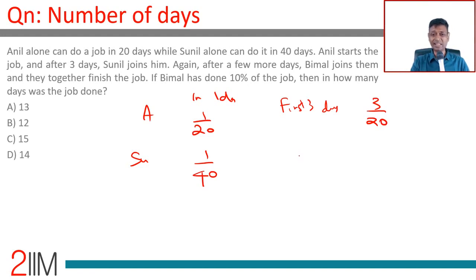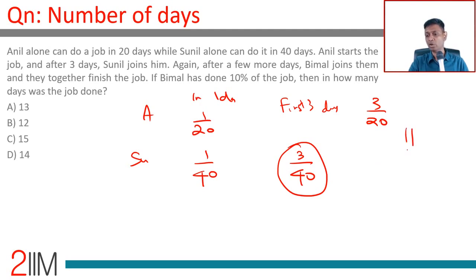Again after that they'll be doing 3/40 each day: 1/20 plus 1/40, or 2/40 plus 1/40, is 3/40. Again, after a few more days, Bimal joins them and they together finish the job. If Bimal has done 10% of the job, then in how many days was the job done? Bimal has done 10% of the job.